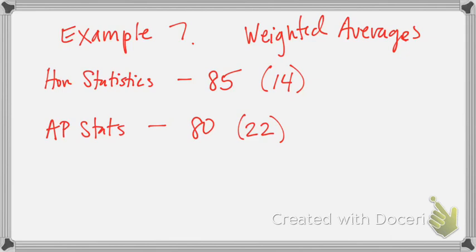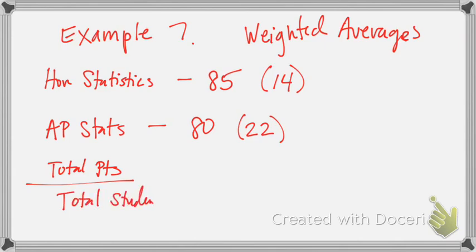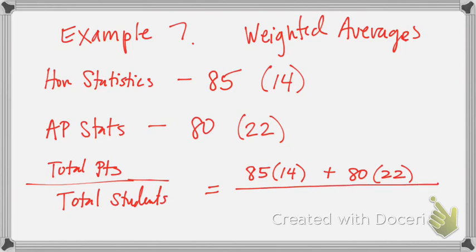So to figure out the weighted average, I'm going to take the total number of points over the total number of students. To find the total number of points, I'm going to take 85 times 14 plus 80 times 22. And that's going to be divided by how many students I have in both classes, which is how many? 36. Good.